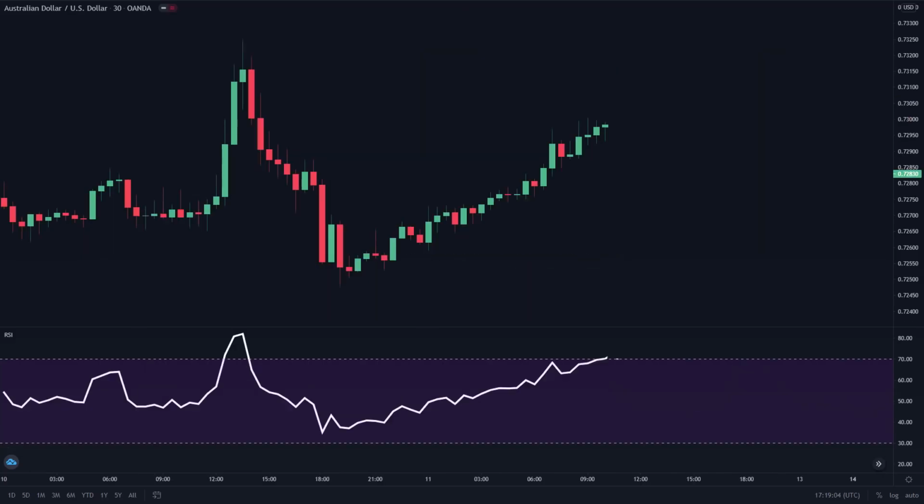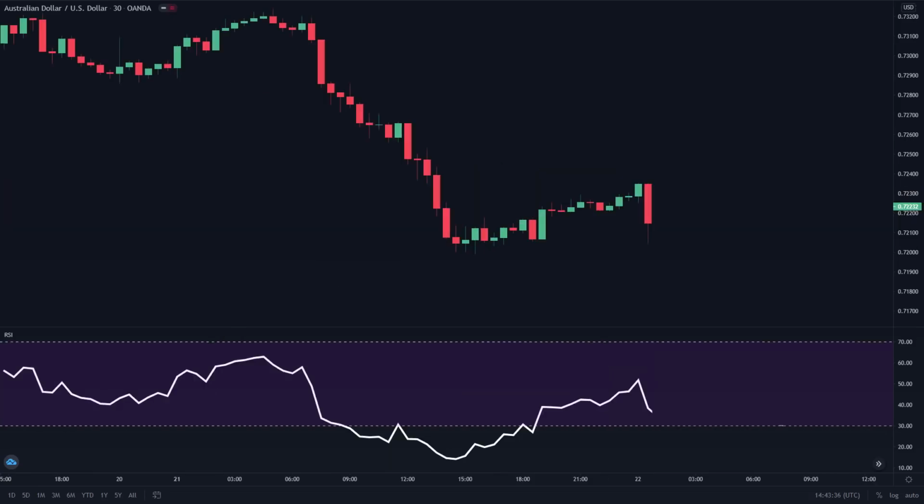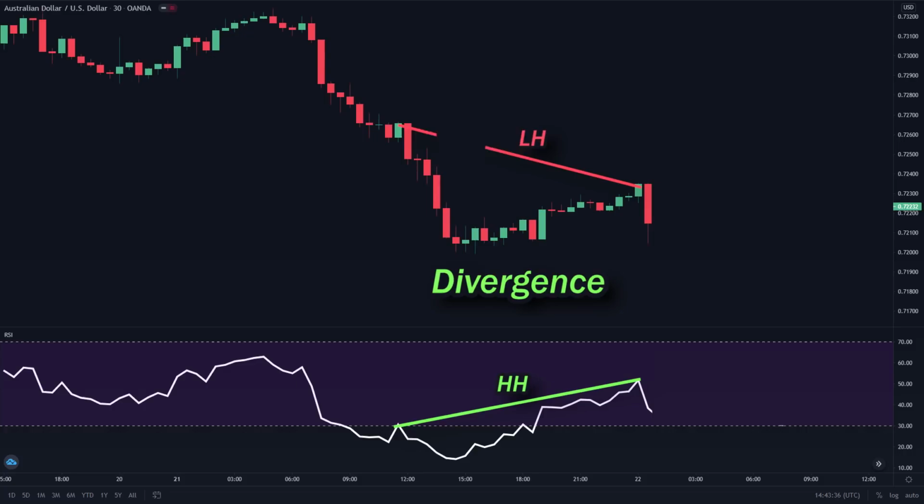During a normal setup, if prices are heading in a certain direction, usually the indicator will also follow that same direction. In this case, the price made higher highs and the RSI also made higher highs. However, there are instances where the indicator is moving in the opposite direction of the price instead. Like in this example, the price made lower highs, but the RSI made higher highs. This is called a divergence.